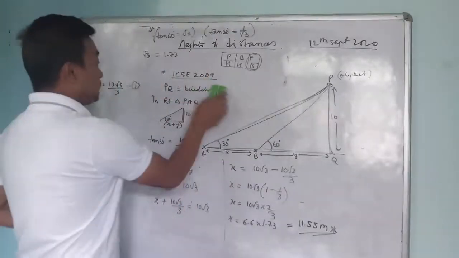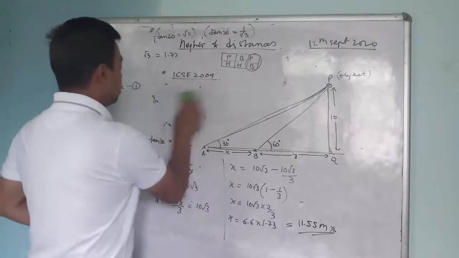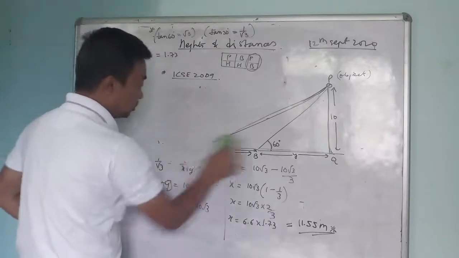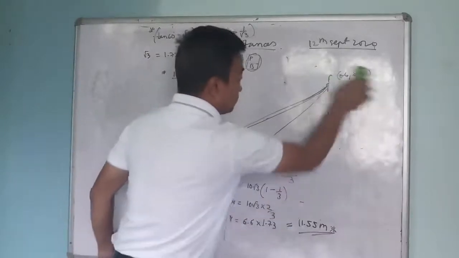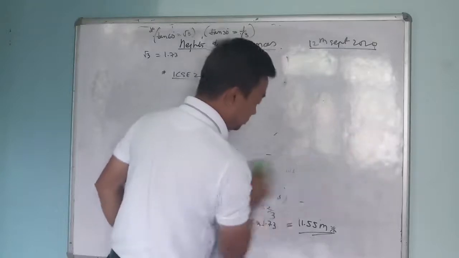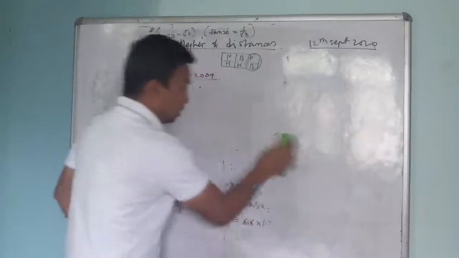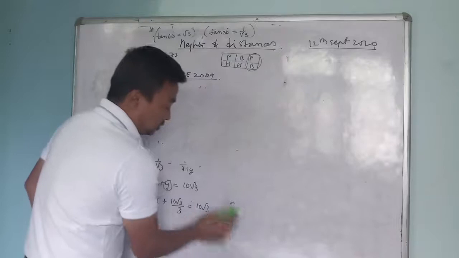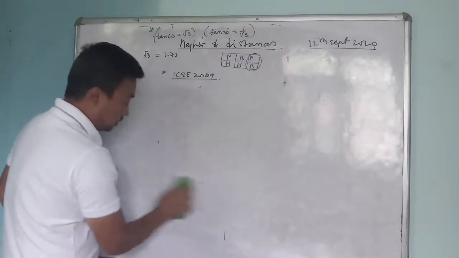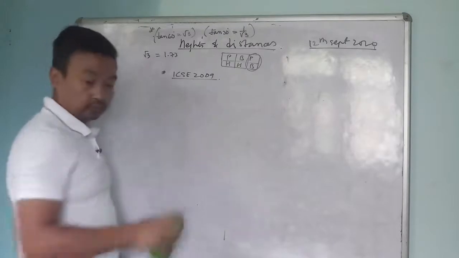Now next, ICSE 2010. I am not going to solve it because there the standard angle is not given. Standard angles are 30 degrees, 45 degrees, 60 degrees. When the angle is not standard, it does not come in the ICSE. Now it is out of the syllabus.